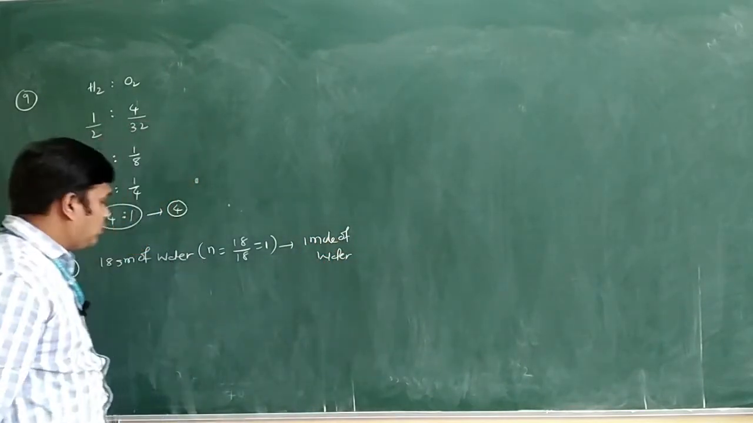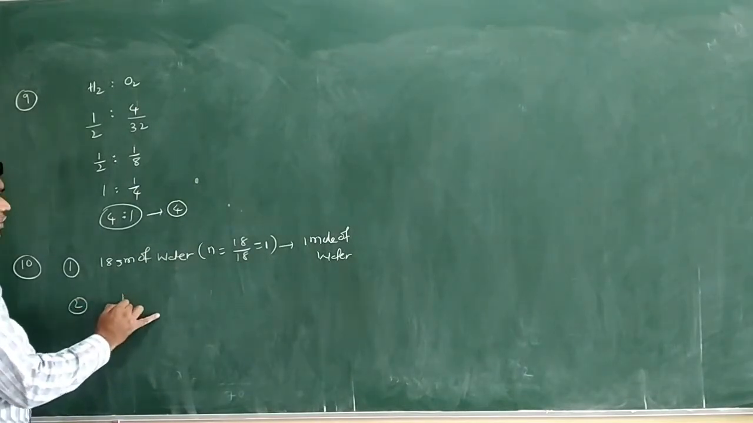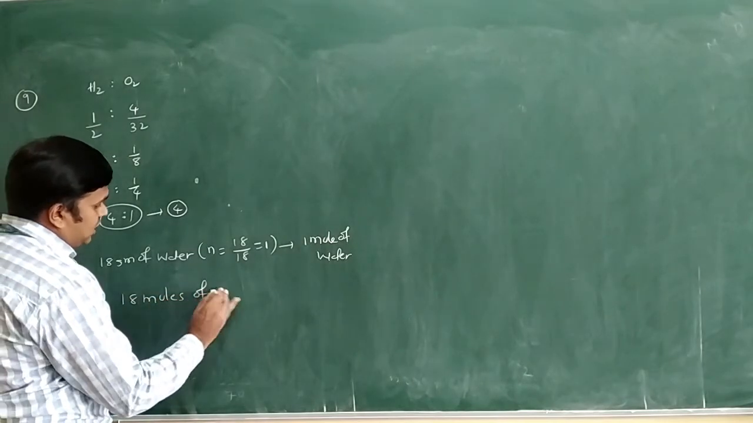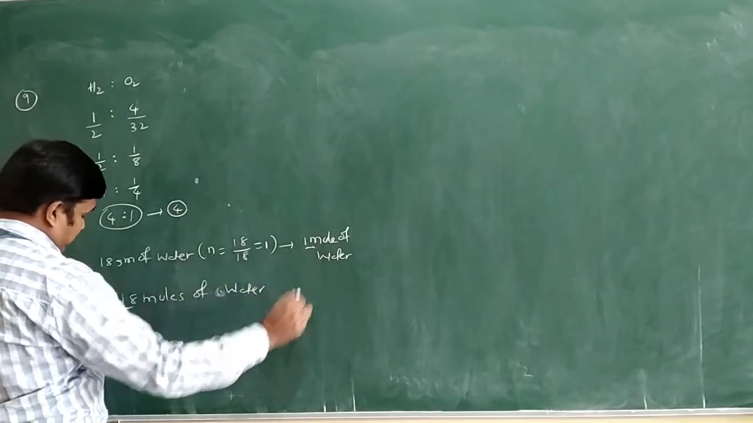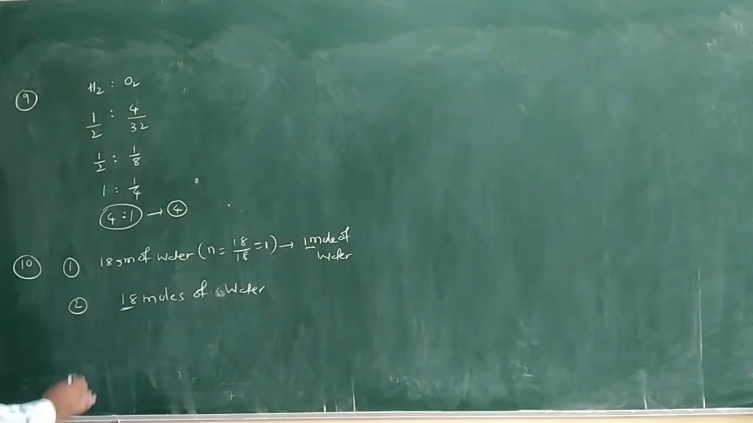Come to the second option, they gave 18 moles of water. Directly they gave how many moles? 18 moles of water only. Here 1 mole is given, here 18 moles only. And one more is given here, 18 molecules of water.